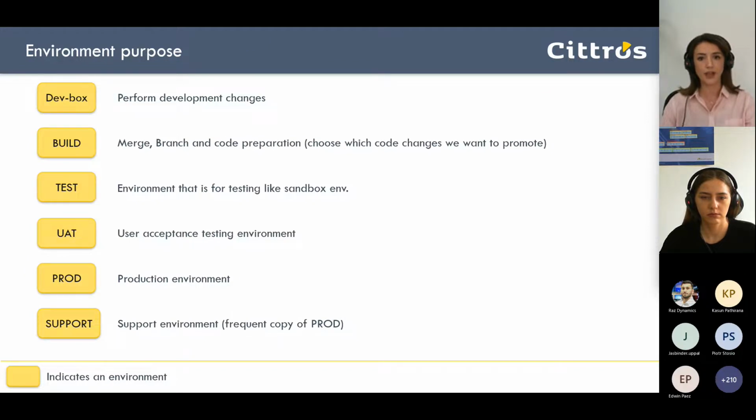Each environment has a purpose. Environment purpose represents why a certain environment should exist in the application topology. For example, the DevBox environment is an environment where the developer performs development changes. The second one on the list is the build environment, where we do the code preparation, where we merge and branch the code that we want to promote.